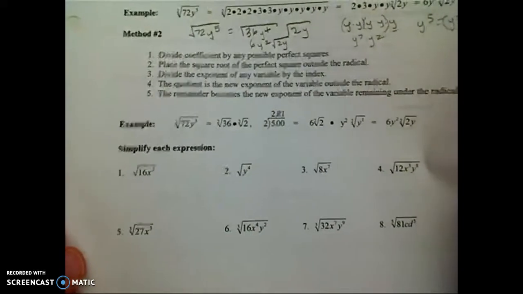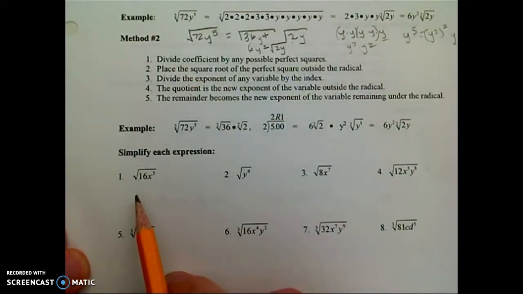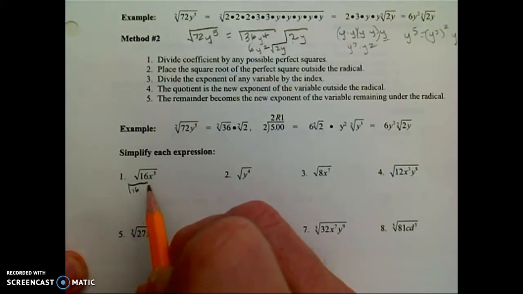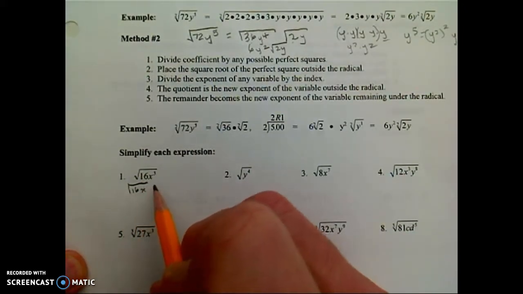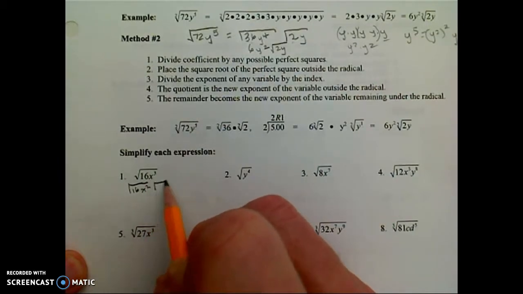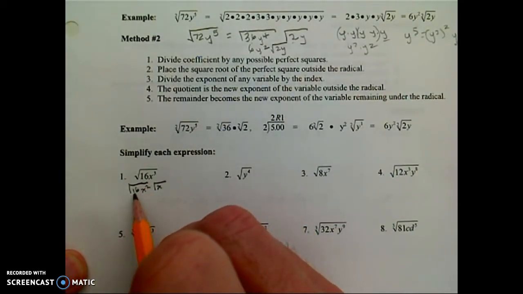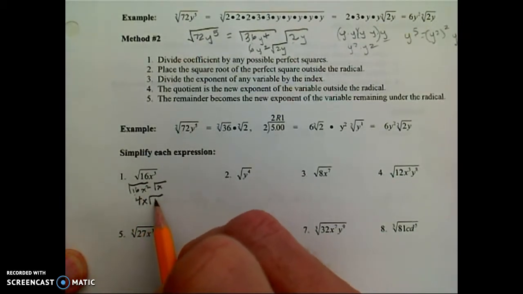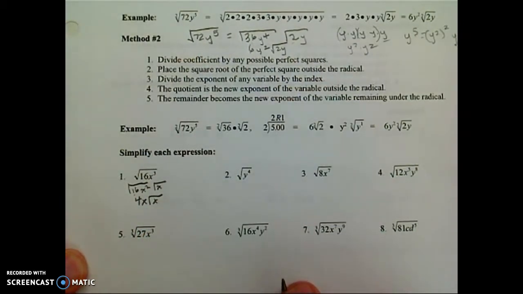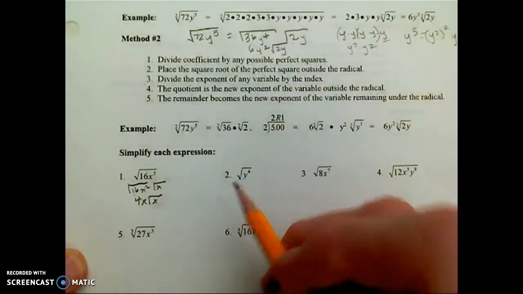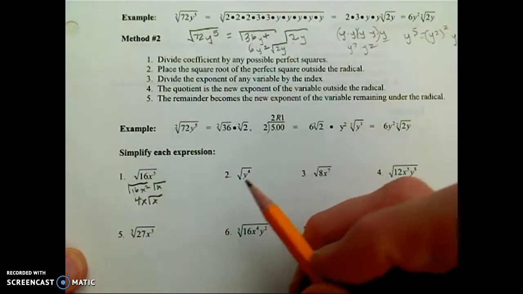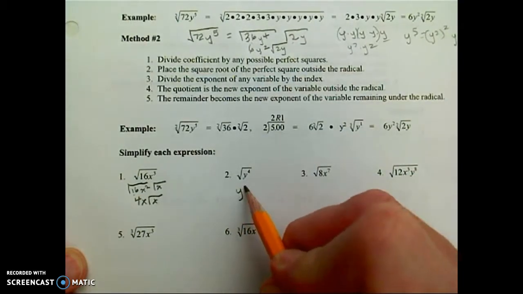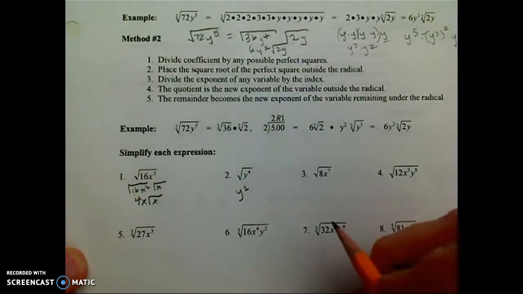So let's look at some examples. Square root of 16x to the third. Well, 16 is a perfect square. X to the third is x squared times x. So when I take the square root of my perfect square radical, I get 4x times the square root of x. How about one like this, the square root of y to the fourth? Well, it's a perfect square standing alone. It's the only factor that's there. I can just take the square root of it, it's y squared.